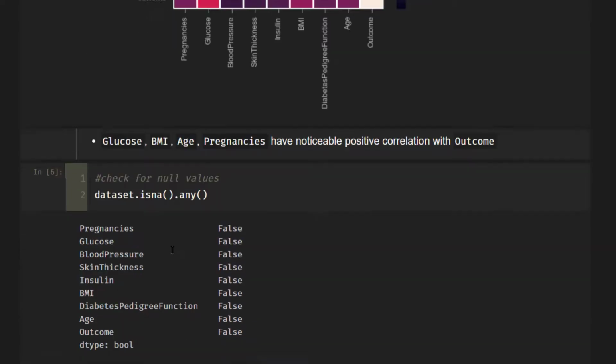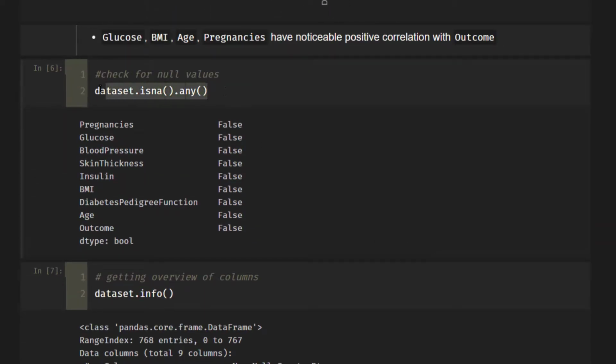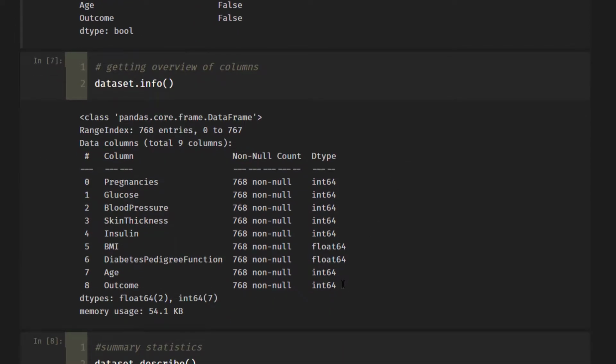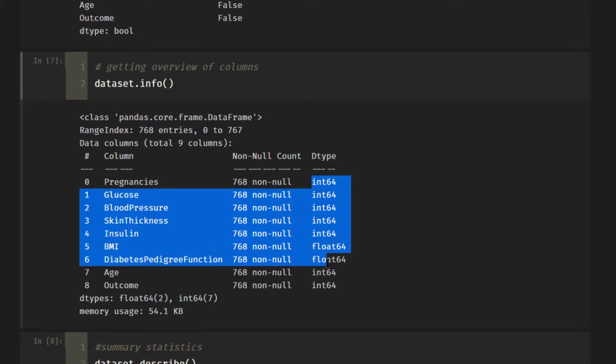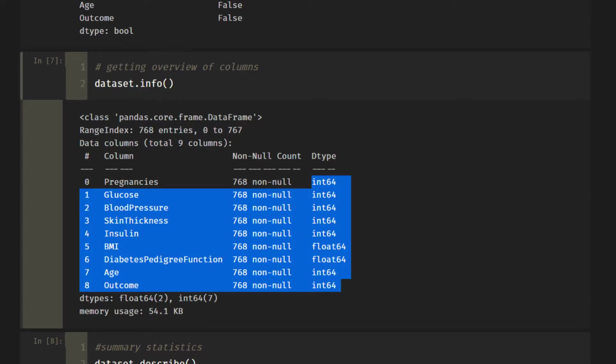Then we check for null values, and it turns out there are no null values here. Then we get a sense of the data types of the columns, so that's what I've done here. It turns out we have numerical data everywhere.